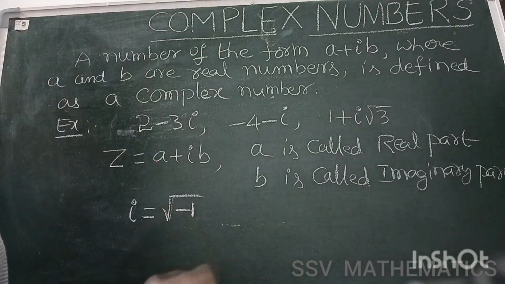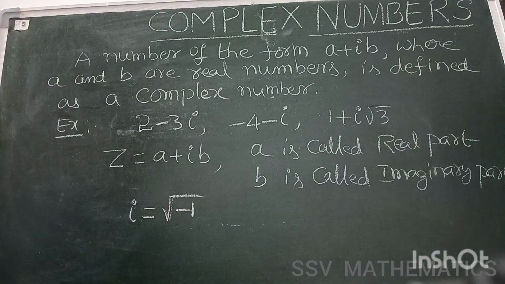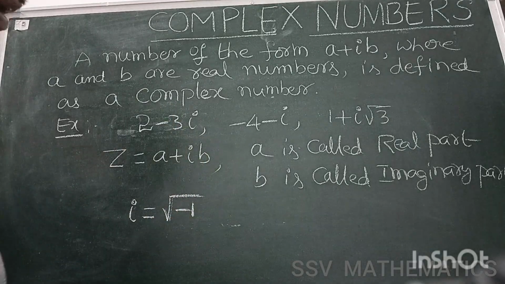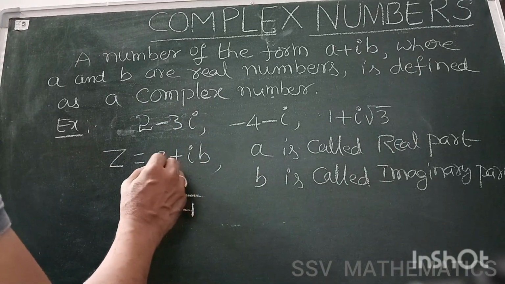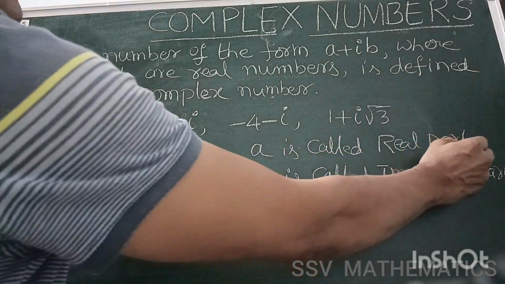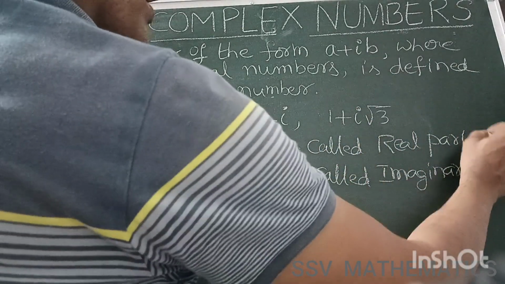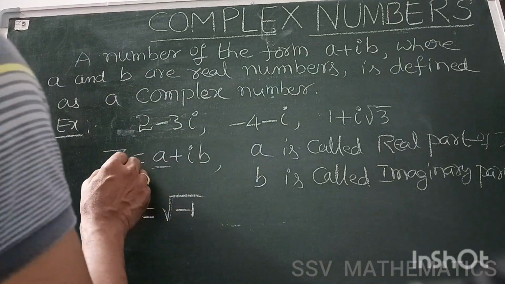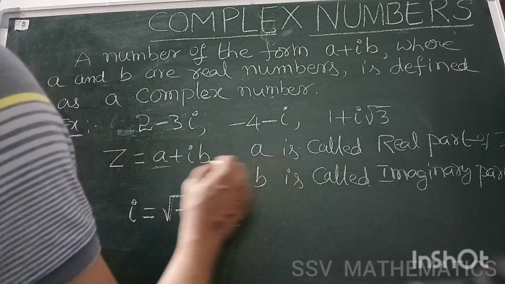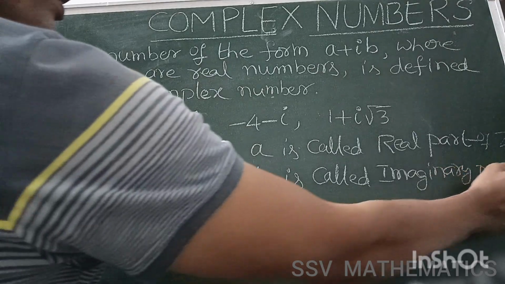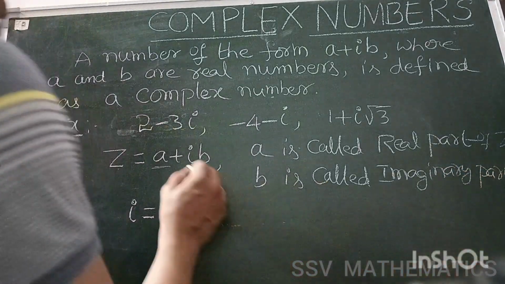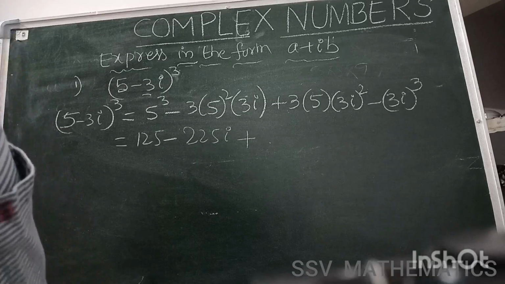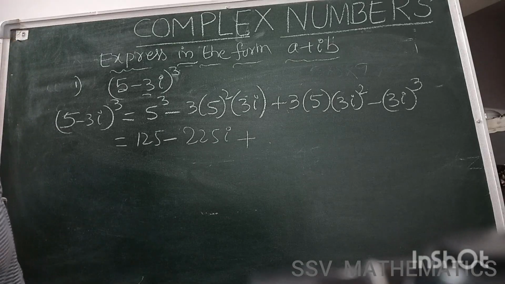We denote a complex number as z. So z equal to a plus ib is a complex number. Then a is called the real part of the complex number z, and b is called the imaginary part of the complex number z.